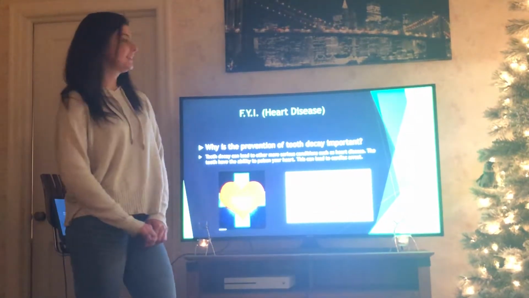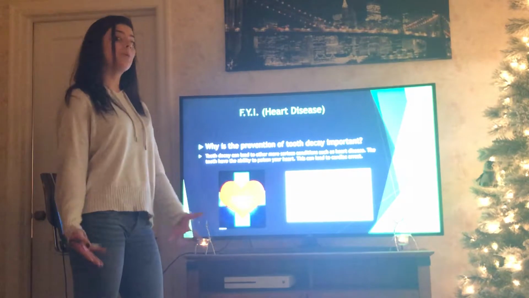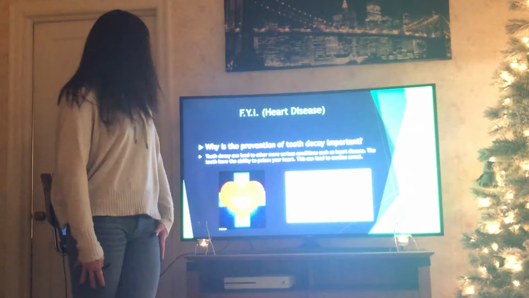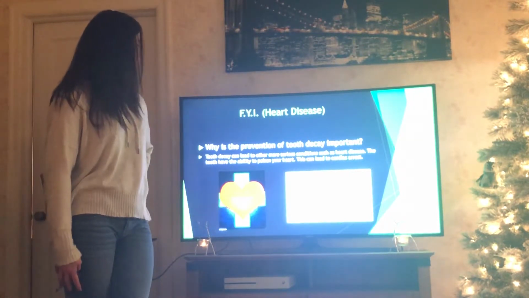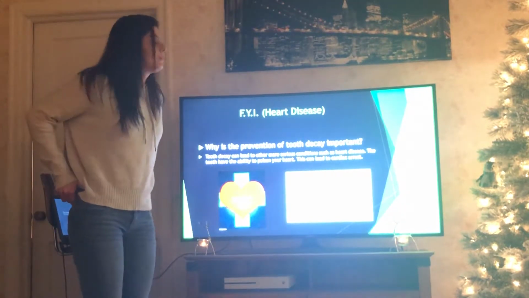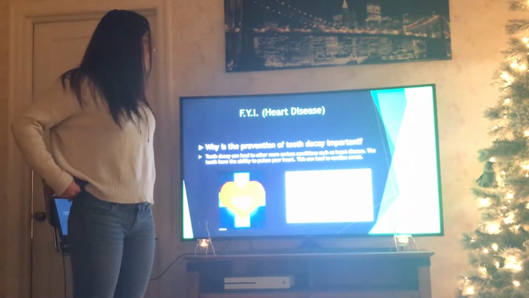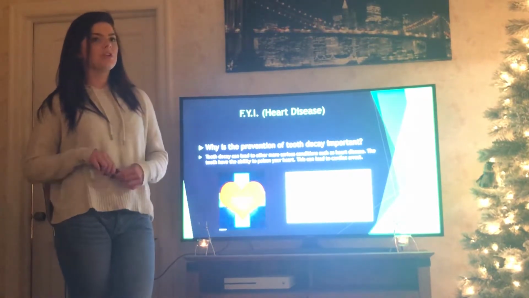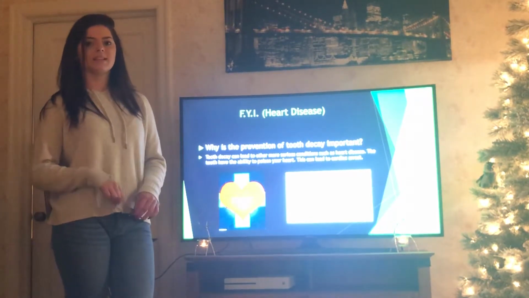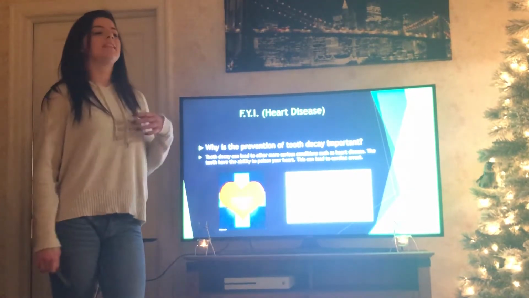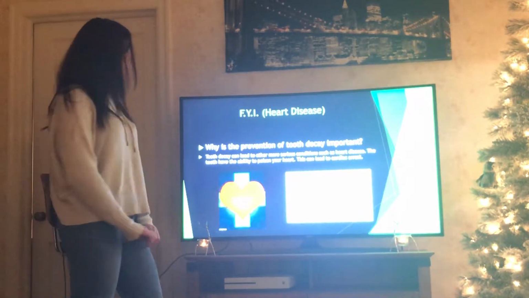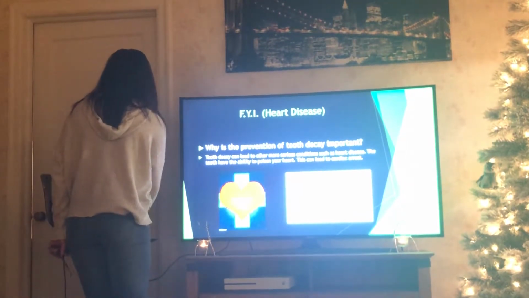FYI, with heart disease, the teeth and the heart go hand in hand as well. Why is the prevention of tooth decay important to us? Tooth decay can lead to other more serious conditions such as heart disease. The teeth can have the ability to poison your heart, and this can lead to cardiac arrest. Generally when this happens, an abscess is present, and the abscess gets into the bloodstream, and then the bloodstream goes to the heart, and then it's not a pretty sight. So everybody should take really good care of their teeth.